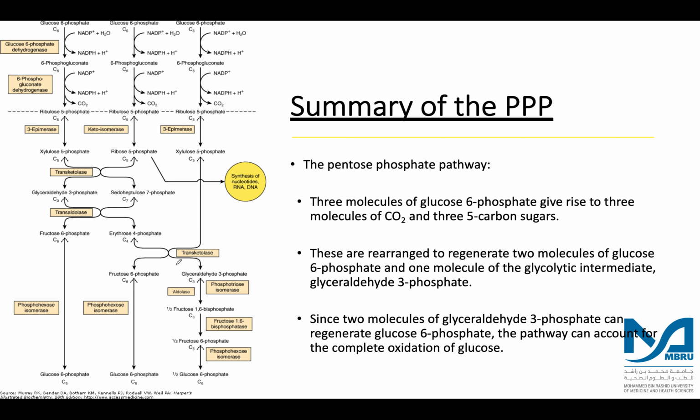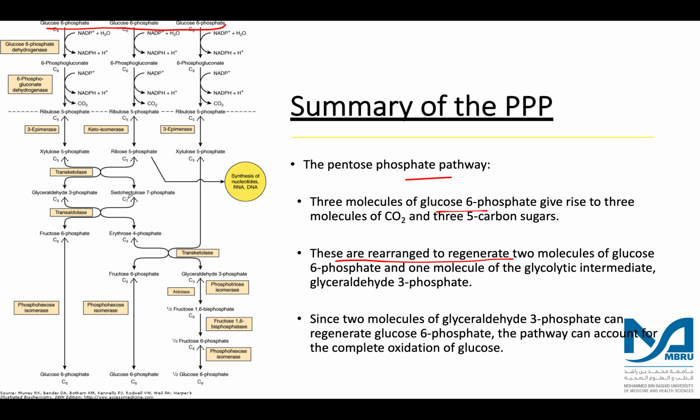Now, if I want to look at the summary of the pentose phosphate pathway, it looks something like this. Don't get confused by this quite loud figure on this side. I will try to explain how this is working. The pentose phosphate pathway actually starts with 3 molecules of glucose 6 phosphate. So you have 3 molecules of glucose 6 phosphate here on top. These are rearranged through a lot of steps, specifically involving isomerization.